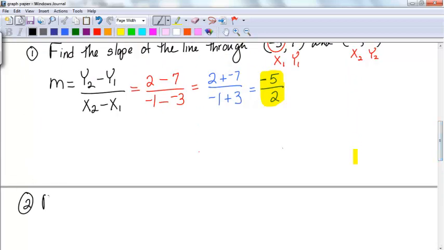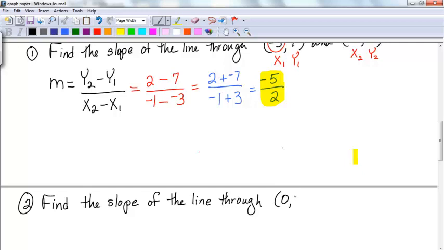Say they ask you to find the slope of the line through the ordered pair 0, 5 and the ordered pair 0, -4.